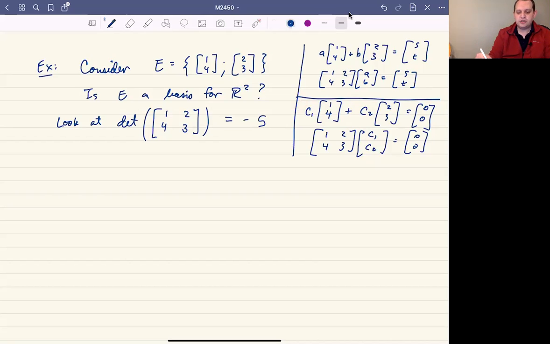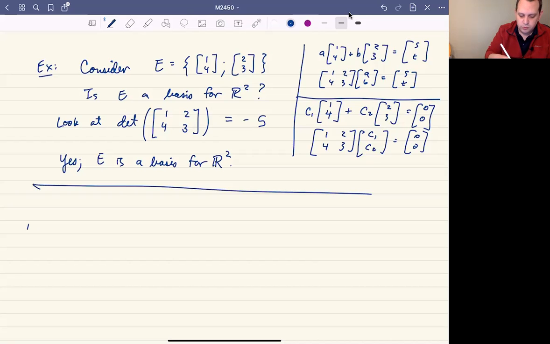So looking at the determinant is actually enough to tell us whether or not it's a basis, because it does these two things at the same time. It tells us that yes, these two vectors span R2, and yes, these two vectors are linearly independent. And so since the determinant is non-zero, we can conclude yes, this set E is a basis for R2. So the determinant is a pretty powerful tool for determining whether or not a given set of vectors is a basis for a vector space. And let's do one more.